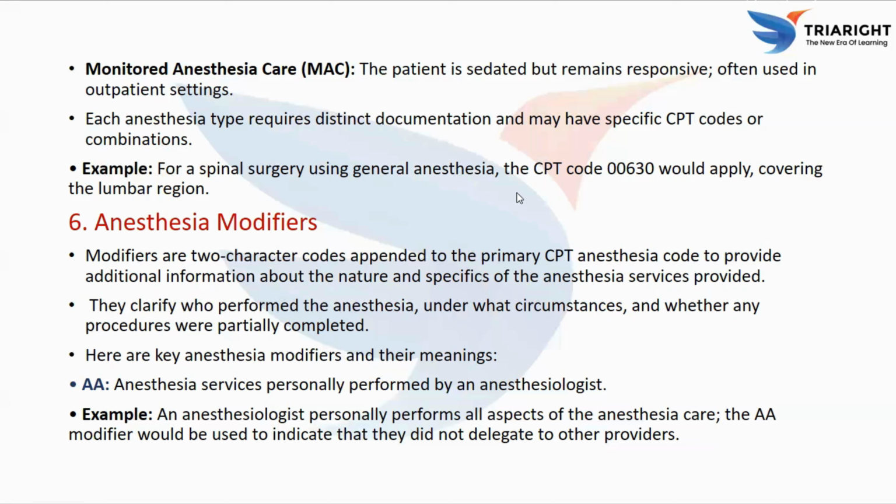Documentation and CPT coding. Each type of anesthesia, general, regional, and MAC, requires proper documentation and the correct CPT anesthesia code. Sometimes combinations are used, for example, MAC with local anesthesia. An example is spinal surgery using general anesthesia. The CPT code is 00630, which covers anesthesia for procedures on the lumbar spine. Anesthesia CPT codes are based upon the surgical site, not the surgeon's CPT.